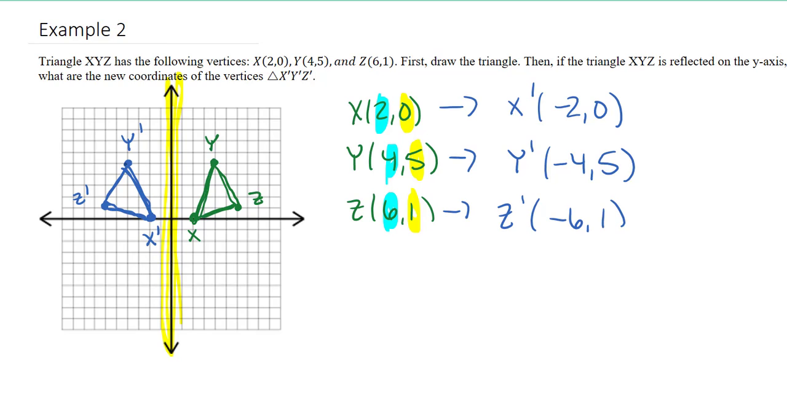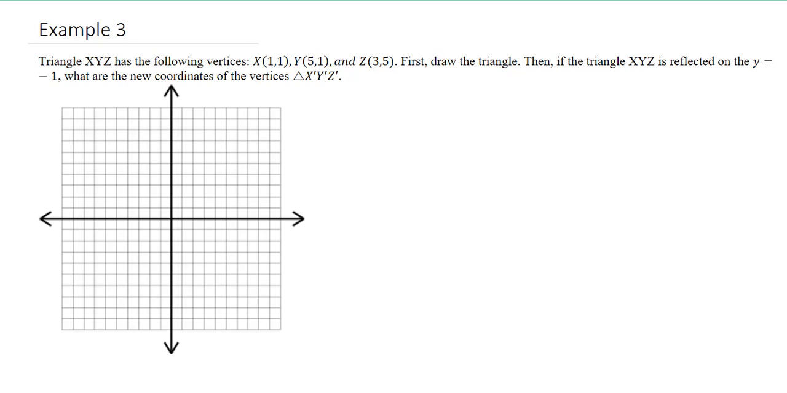So notice how when we draw this, if we were to fold it on the y-axis, it would completely align. And this is just because if you look at y, how many units away is it from the y-axis? It's 4: 1, 2, 3, 4. And then how many is it from this y prime? 1, 2, 3, 4. And why is that important? Well, because sometimes, like in the next example, we're going to reflect on y equals negative 1.